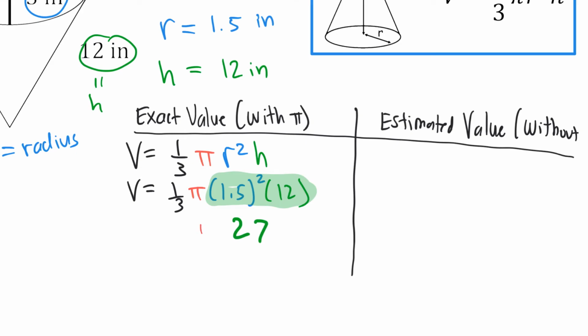And then bring down everything else. Now I'm going to do 1/3 times 27, or 27 divided by 3. If you use a calculator, you should get 9. It should be 9 pi as the exact value, and then inches cubed.